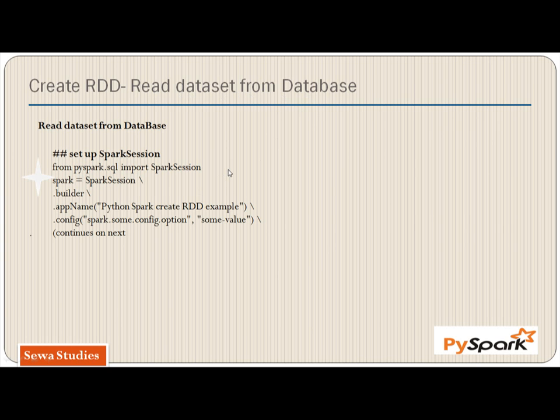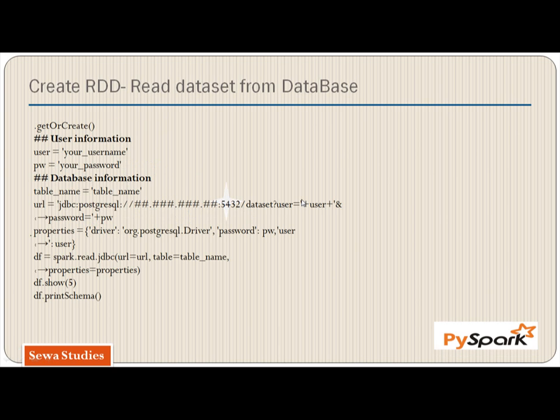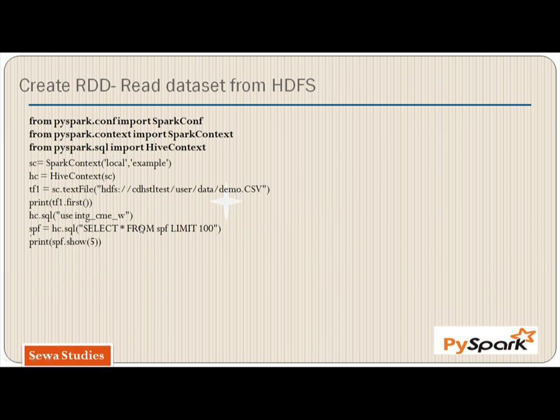Create an RDD dataset from the database. You can also create an RDD through the database, fetching the data from the database. You create a Spark session with app name and configuration, and you can pass user information, username, password, and the database connection information, table name, JDBC connection. You can pass these and create the RDD through the database.